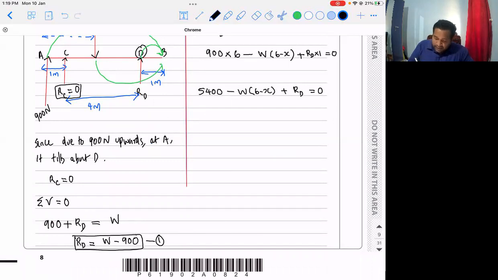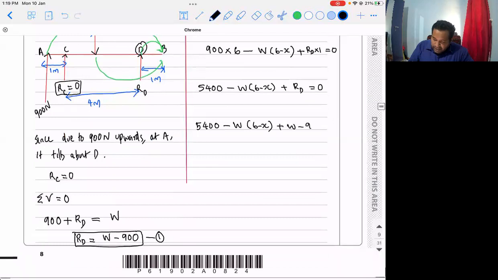So if you are substituting that, what happens? 5,400 minus W times 6 minus X plus W minus 900 is equal to 0. Because I'm replacing the value of RD. Okay, so replace RD as W minus 900 from equation number 1. Am I correct? So if you're substituting this, what happens?